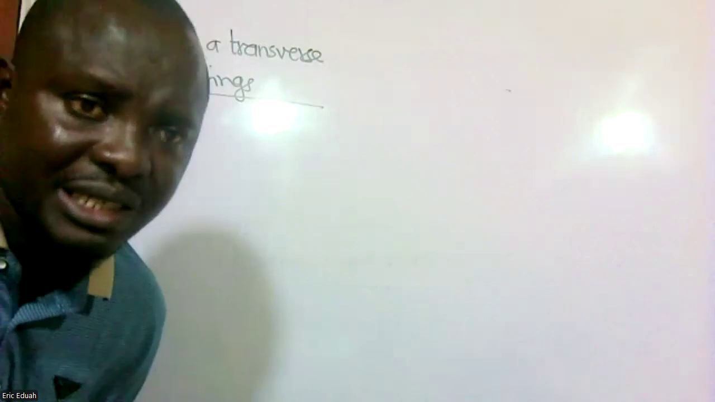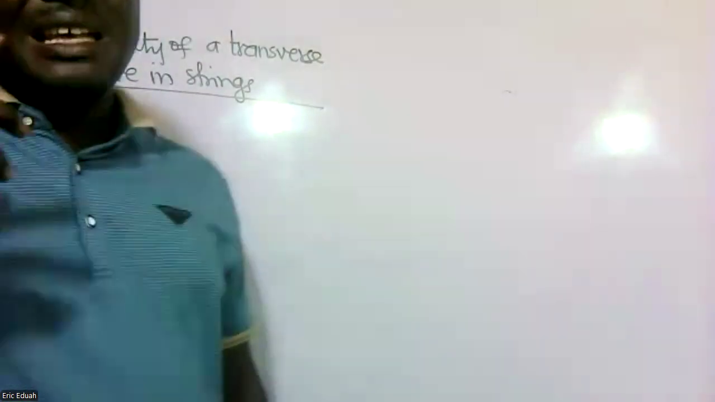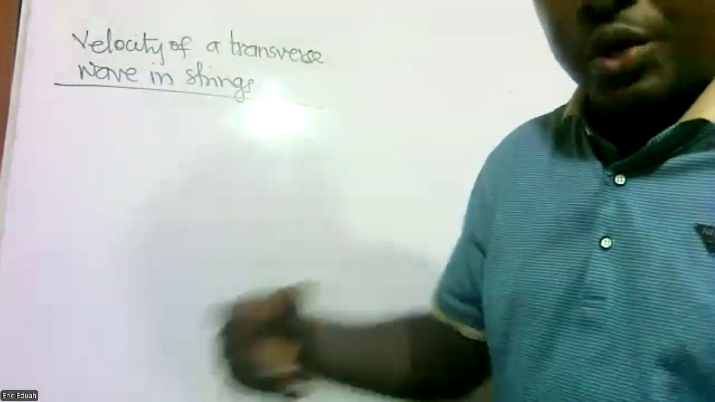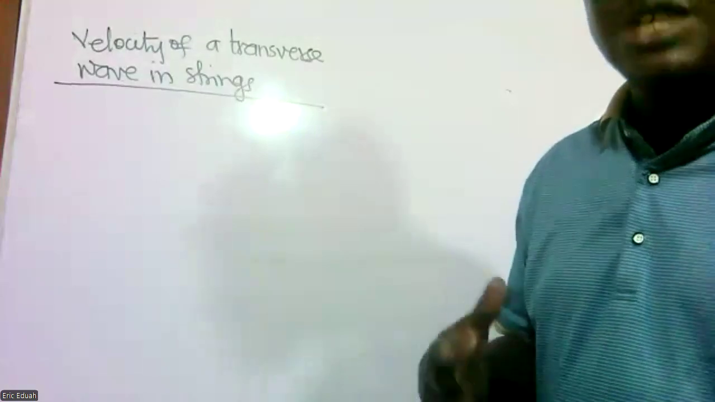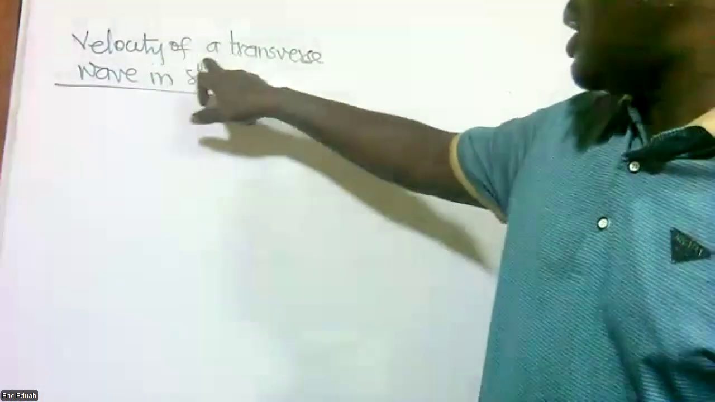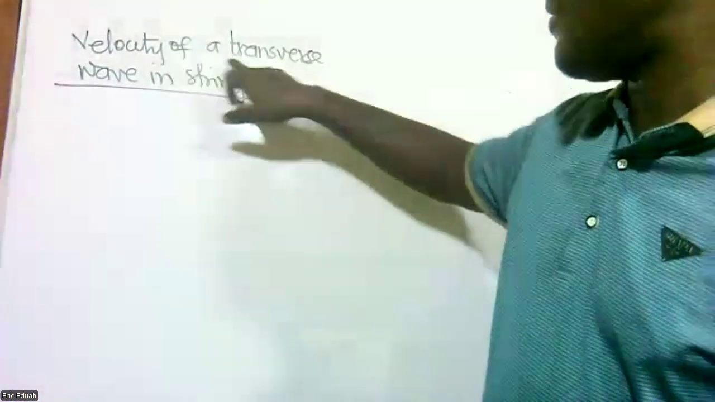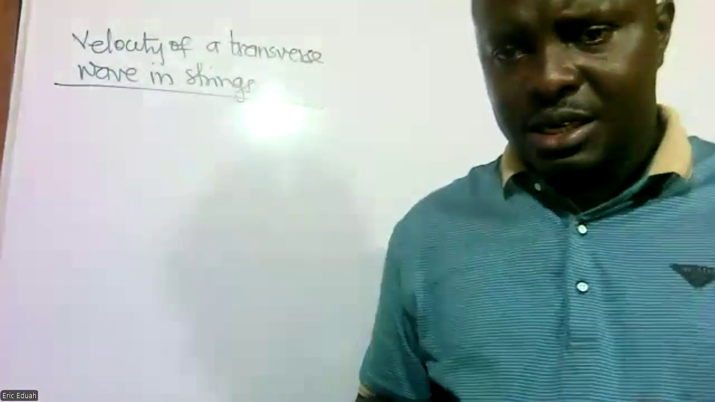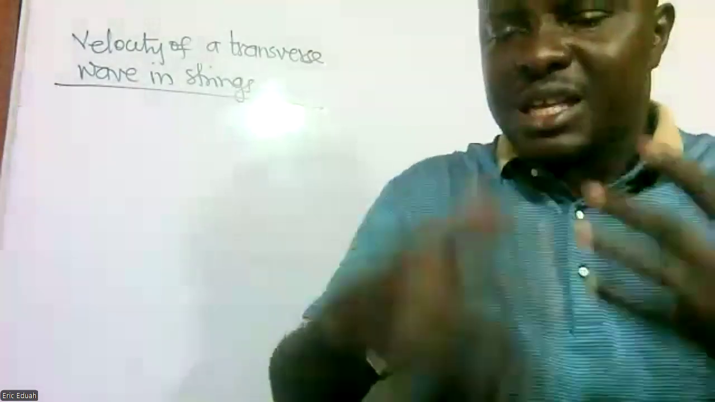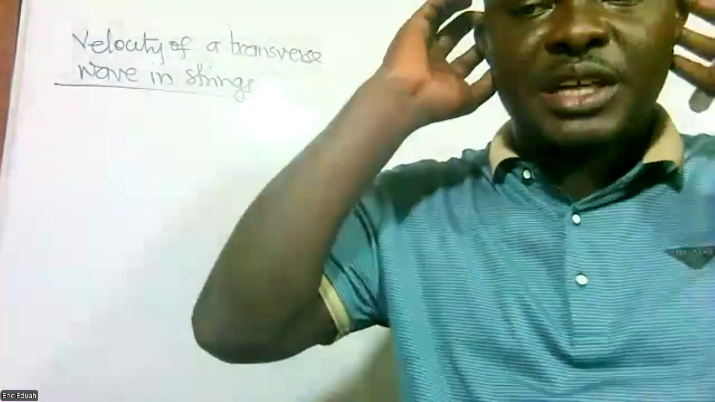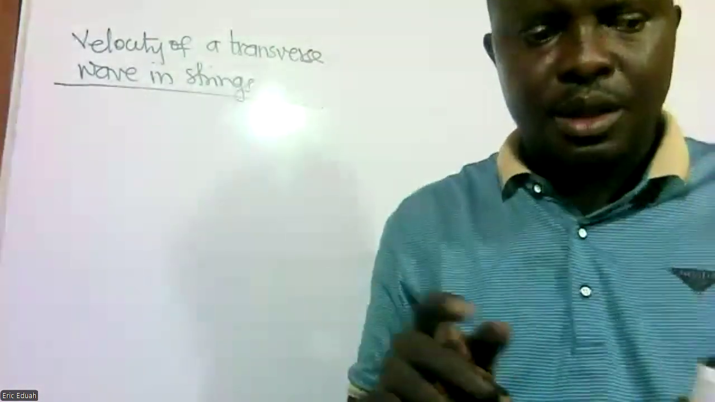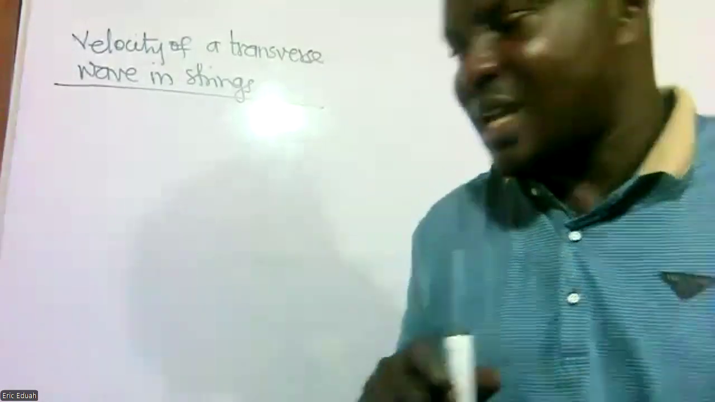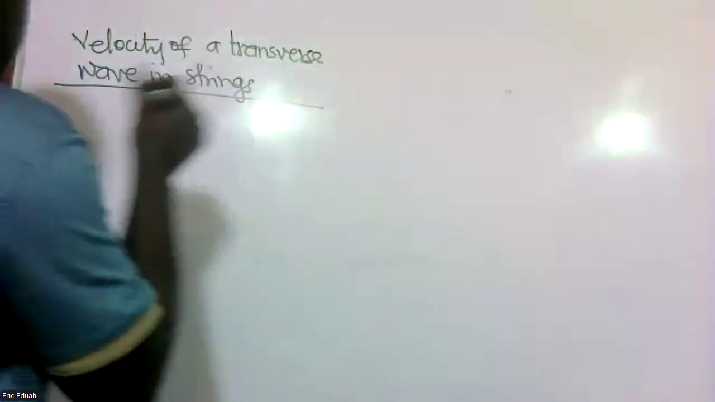This kind of sound or wave created on strings is an example of a transverse wave. The reason it is termed velocity of transverse wave in strings is that it depends on some factors. When some factors change, it can also affect the quality of what you hear. A typical example of one of the factors is the tension in the string.